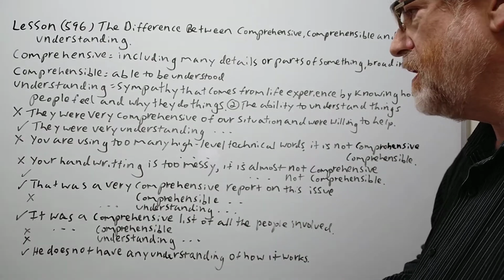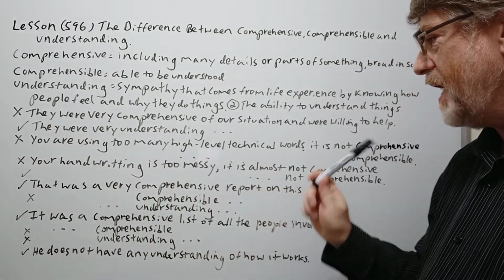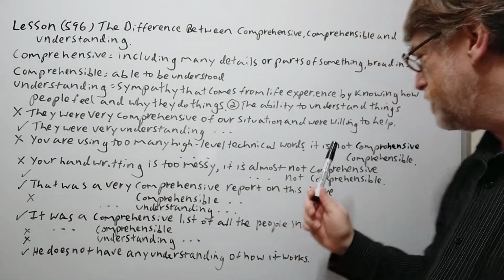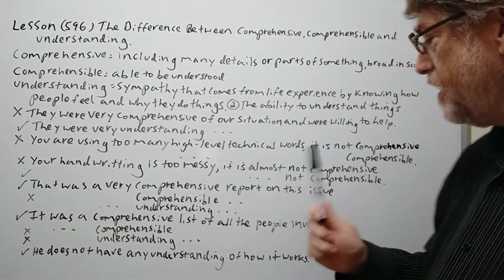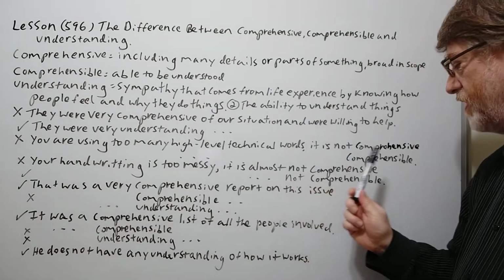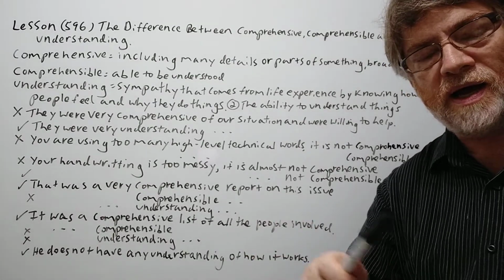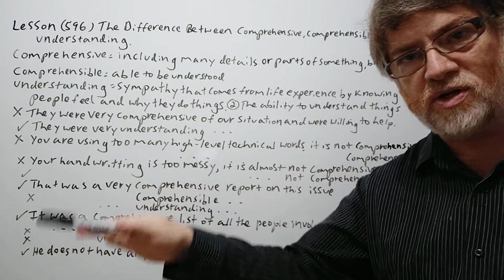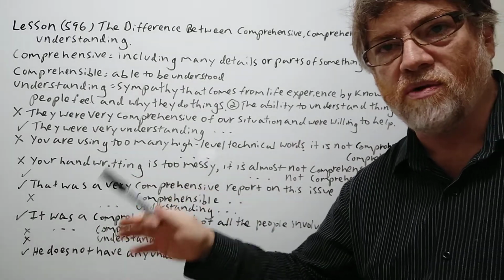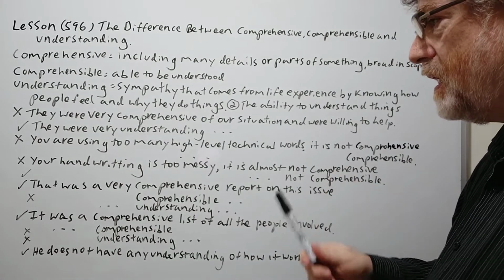Let's continue. Here again, the X word's wrong. You are using too many high-level technical words. It is not comprehensive. Again, comprehensive means including a lot of things. Now, in this case, it is not very comprehensible. It is not easy to understand. Maybe somebody is using too many high-level words. The other people don't understand them, so they don't understand his whole message. It's not very comprehensible. Let's go on.